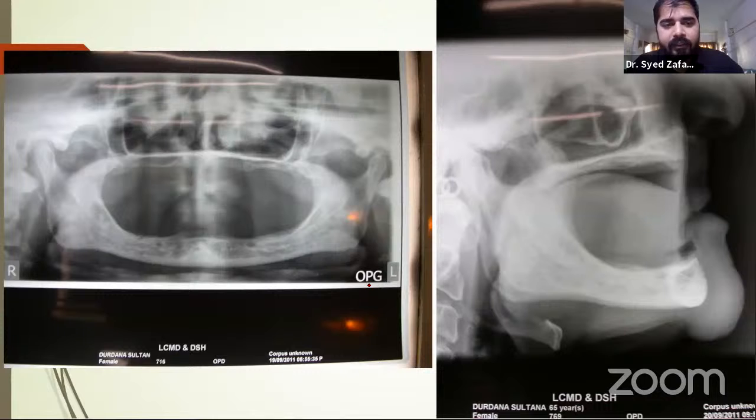This is a patient with an atrophic mandible, no bone in the maxilla, some bone in the mandible. We can only plan an overdenture over here with a 2-implant hybrid denture.